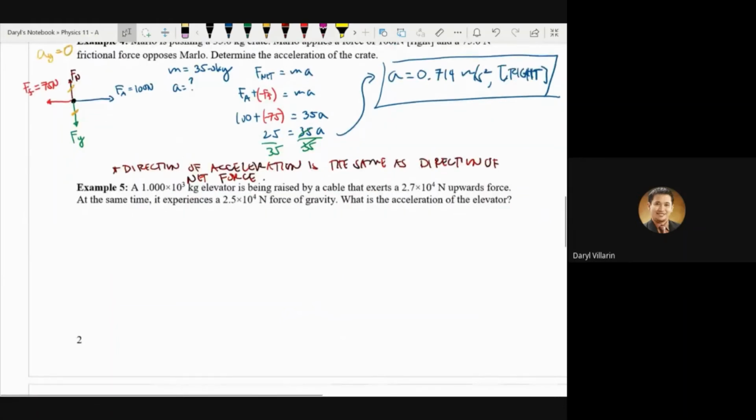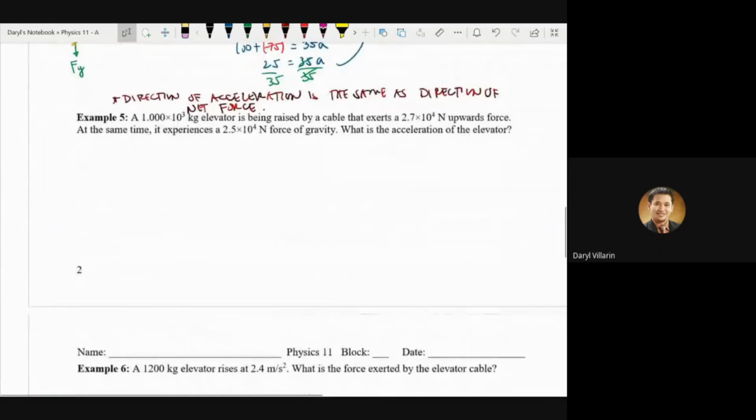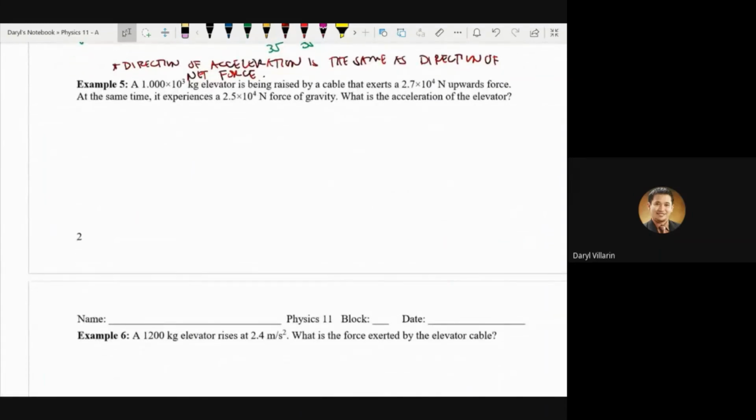Okay, let's do example number 5. You have a 1,000 kilogram elevator being raised by a cable that exerts 2.7 times 10 to the power of 4, around 27,000 newtons, upward force. At the same time, it experiences a 2.5 times 10 to the power of 4 newton force of gravity. What is the acceleration of the elevator?